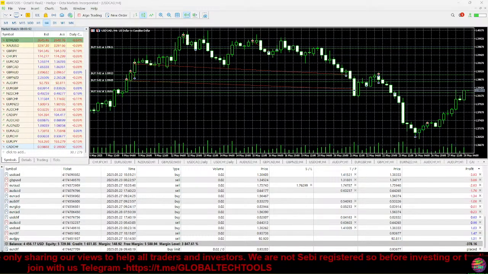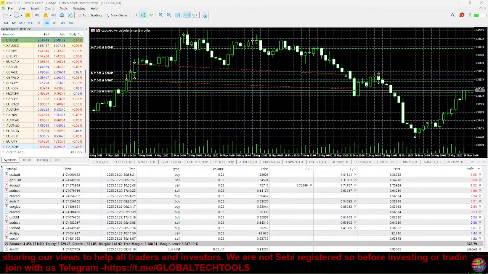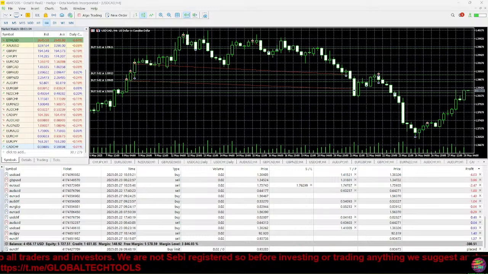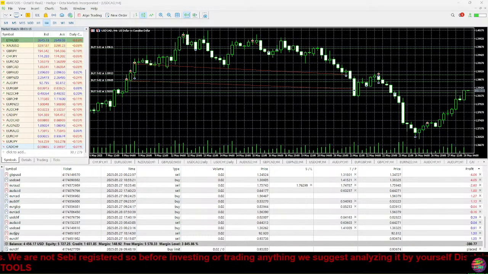So if you see the price going up, that means that the euro is getting strong. And if you see the price going down, that means that the USD is getting strong. So if you want to bet on the dollar getting stronger, you have to sell Euro USD, because the US dollar is going to get stronger than the euro. And if you want to buy Euro USD, you are betting that the euro will get stronger than the dollar.